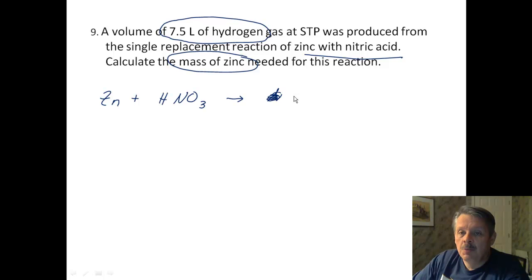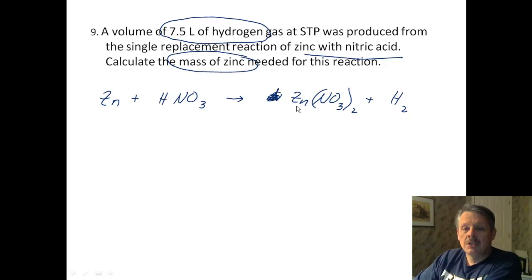Good, Skip. Let's try that again. Zinc nitrate, and there have to be 2 of those, plus hydrogen gas. Why 2? Because zinc is plus 2 and nitrate's minus 1. Okay, so let's see, to balance this I have to put a 2 in front of my nitric acid.